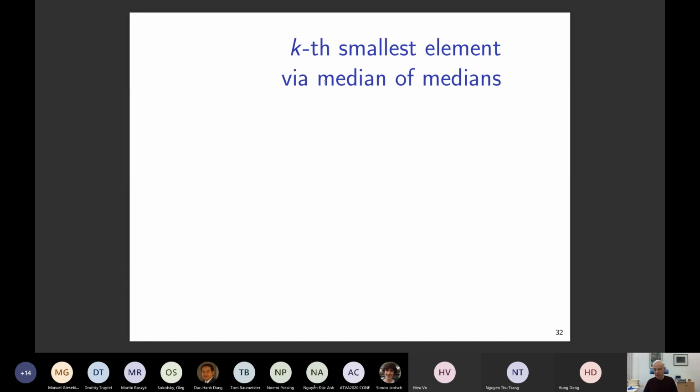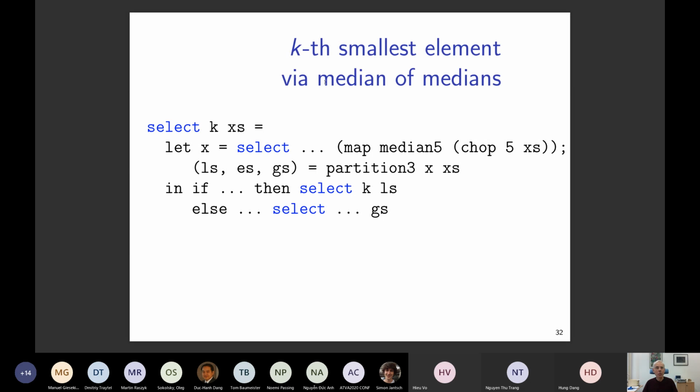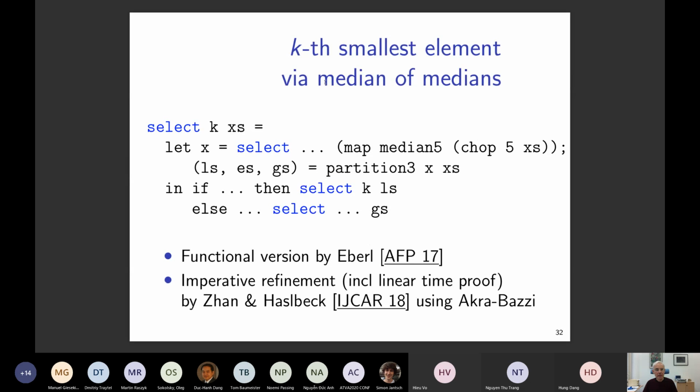Another example from the Cormen book is the smallest element via the median of medians algorithm. I don't want to go into the algorithm in any detail, but it's the thing which I mentioned earlier, where the Akra-Bazzi theorem can automatically prove the complexity. There was an initial functional version, which you see above, by Eberl, and then it was refined later on, including the linear time proof using this Akra-Bazzi method. And it was refined down to imperative code by Zhan and Haslbeck.